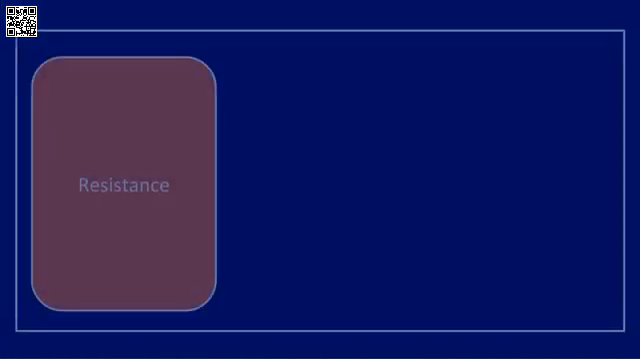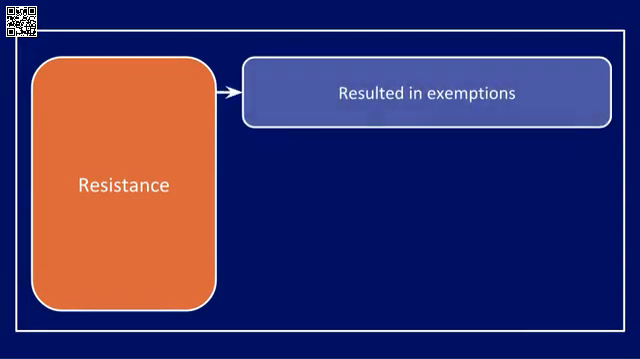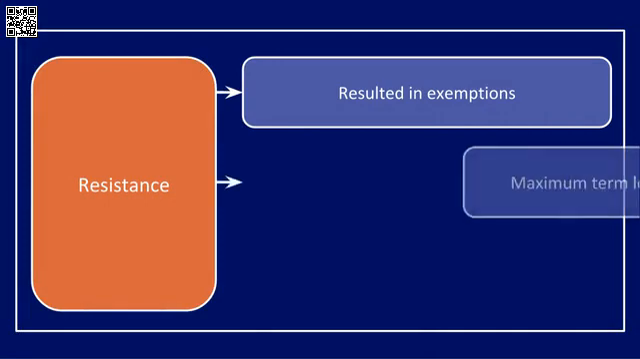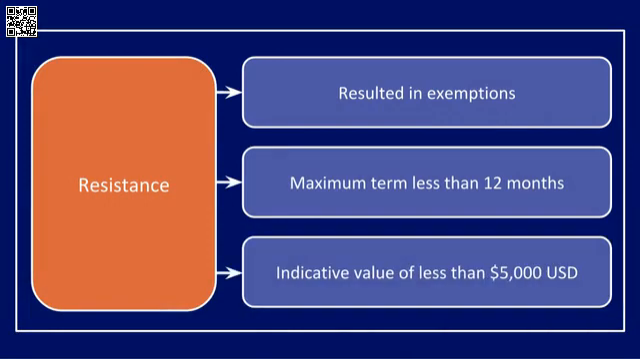It is of no surprise that as the standard has been developed, it has met with resistance, which has resulted in some exemptions being available from capitalization of operating leases. For example, if the maximum term of the asset is less than 12 months, or if when new, the asset had an indicative value of less than $5,000.